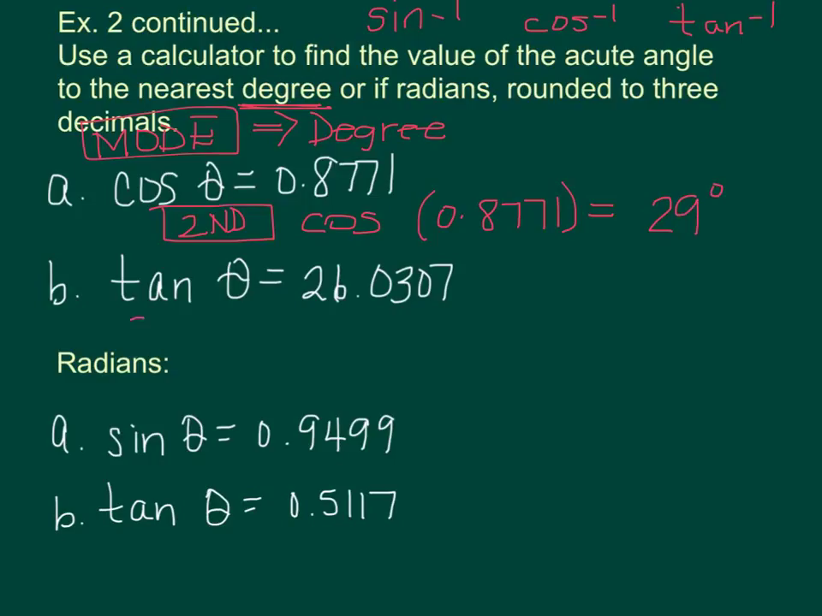And then part B, you do the same for tangent. Hit the second button, tangent, and that'll be the inverse. You put inverse 26.0307. And if you type that in, that'll give you approximately 88 degrees. So if you're looking for degrees now, you have to use the inverse.